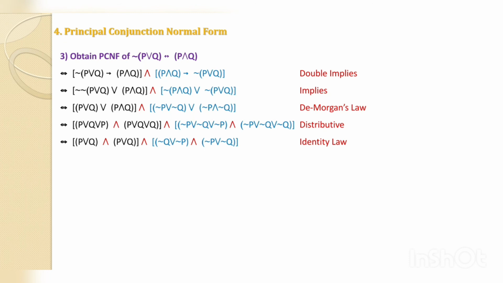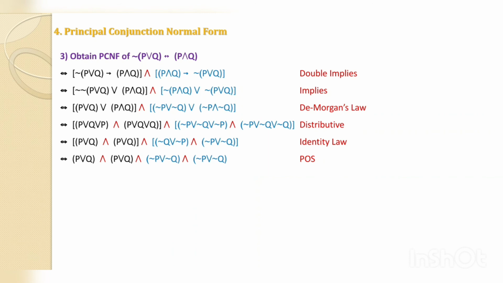Therefore, it is logically equivalent to (P or Q) and (P or Q) and (not Q or not P) and (not P or not Q). After arranging all these terms in the sequence of P and Q, it is (P or Q) and (P or Q) and (not P or not Q) and (not P or not Q). Now it is the product of sum.